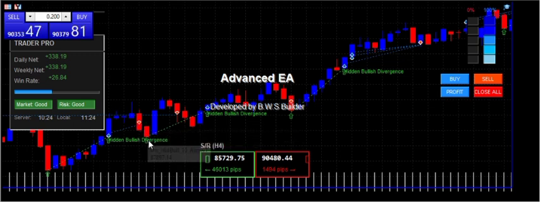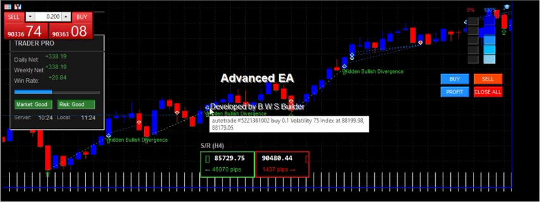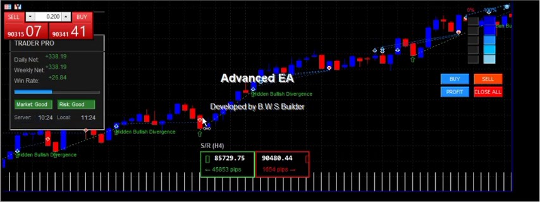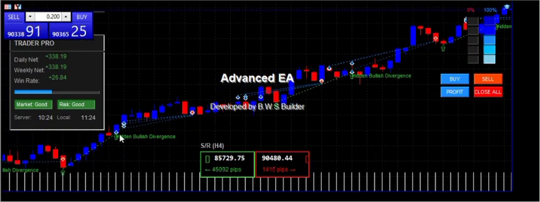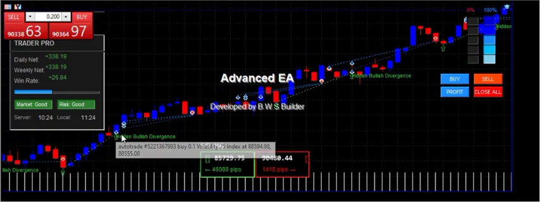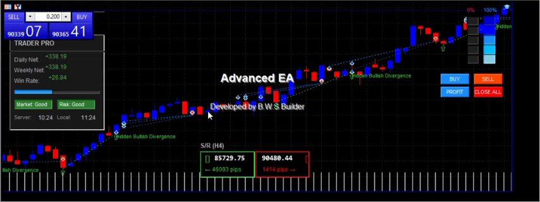Then another divergence started from here and it occurred at this level. So it executed the market and took profit here. Then another divergence occurred here. It executed markets at this level and took profits here.